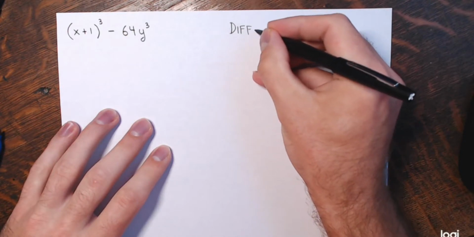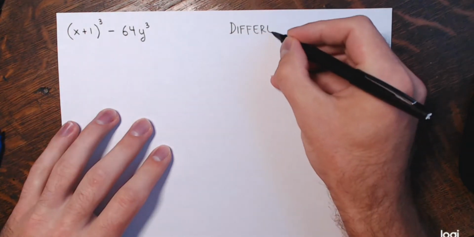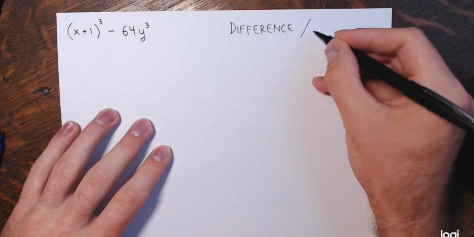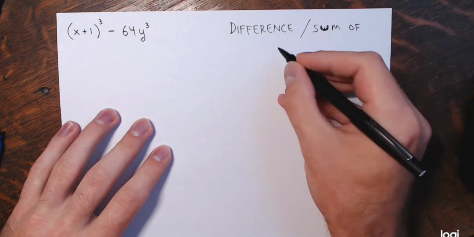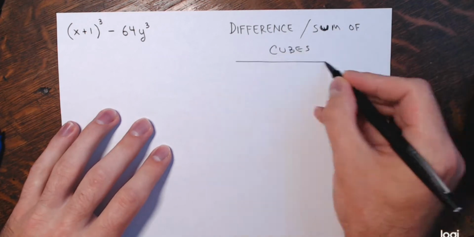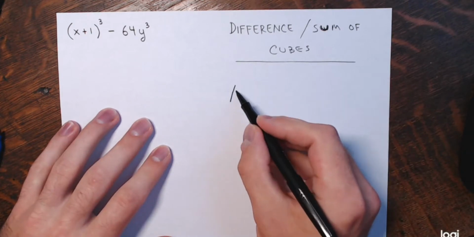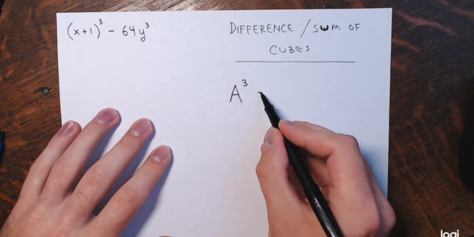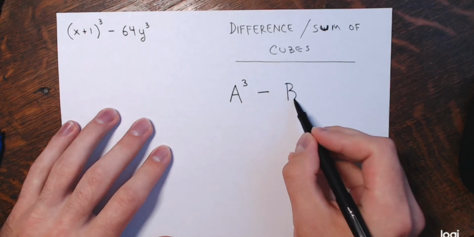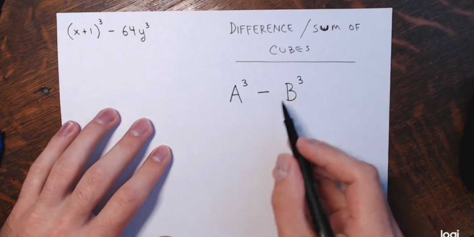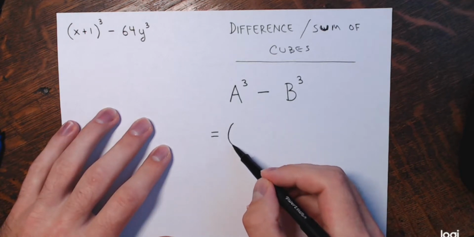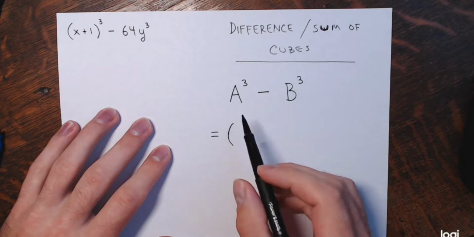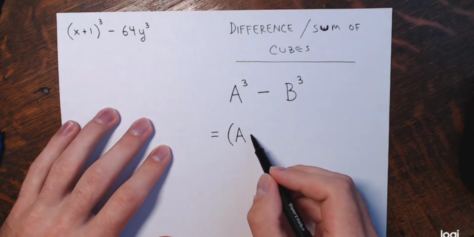So first we'll talk about the difference of cubes. Well, I'll just put both. Difference, sum of cubes, of 2 cubes. All right, so if you have something cubed minus something else cubed, so a cubed minus b cubed, you will be able to factor this. You can write it as a product, break it up. The first factor is pretty simple. Just drop the cubes. The first factor will be a minus b.